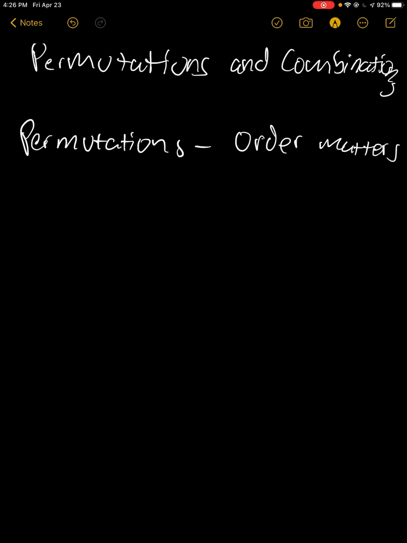When I think of permutations, I think about a phone number or a computer password. Whatever order we put something in, it's going to need to be in that specific order. Like a phone number, everybody's phone number is different. It matters what order it goes in, right?